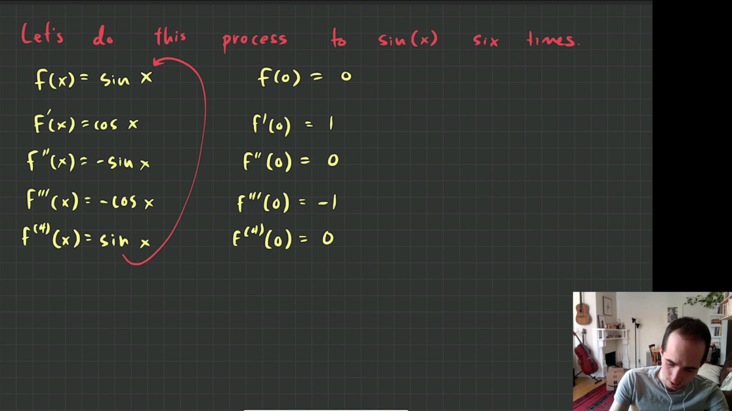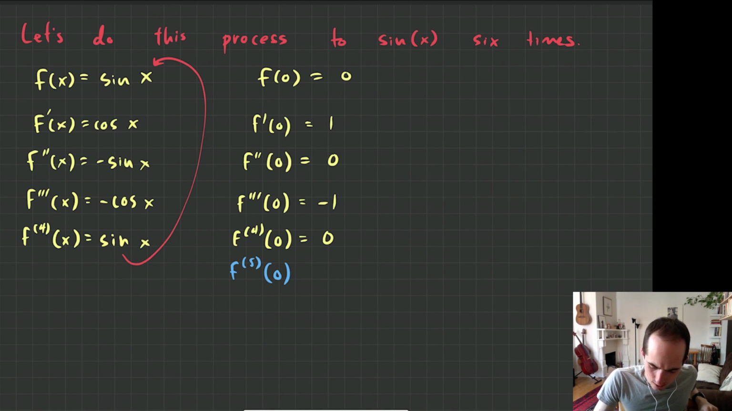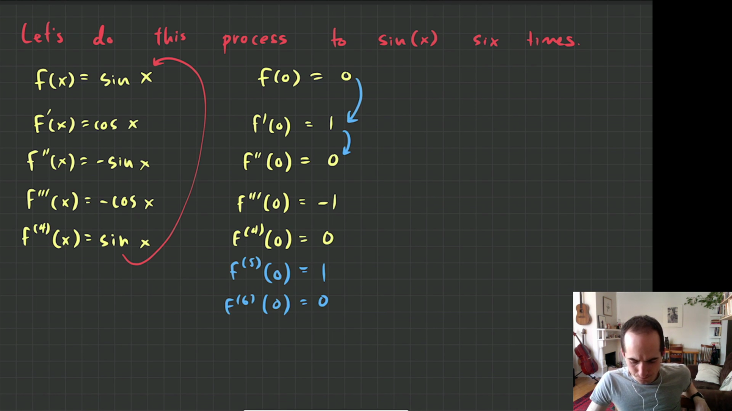So I'm just going to save us a little bit of time, because we've decided that we're going to do it 6 times. That leaves me 2 more. So the fifth derivative evaluated at 0, that's going to be this one here, which is 1. And the sixth derivative evaluated at 0, that's going to be the one right after that, which is 0.